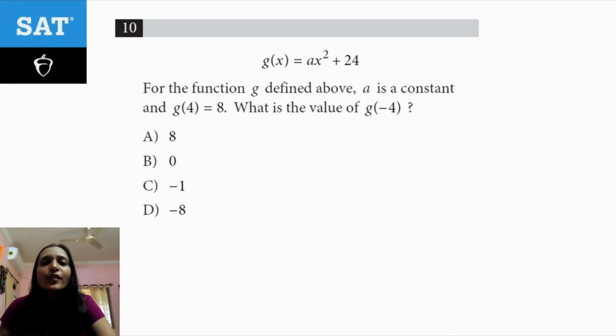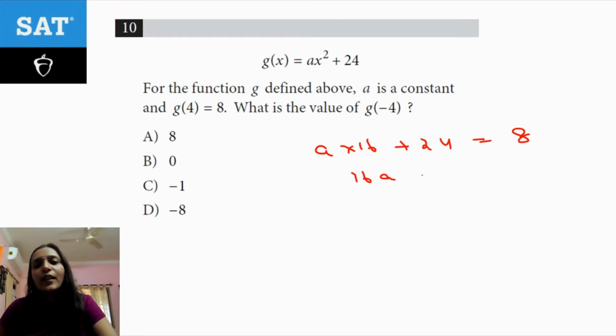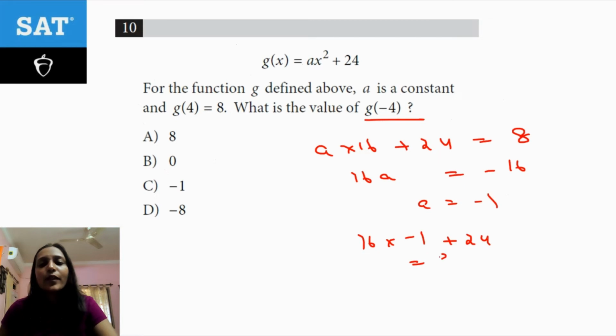Next one is, for the function defined with a as a constant, g of 4 is equal to 8. That means when we plug the value of 4 into this function, we would get a times 16 plus 24 should be equal to 8. So 16a is equal to minus 16, so a should be equal to negative 1. And if a is negative 1, then they're asking us to find g of negative 4. So this would be 16 times negative 1 plus 24, which is going to be minus 16 plus 24, 8. So the answer that you're looking for is 8.